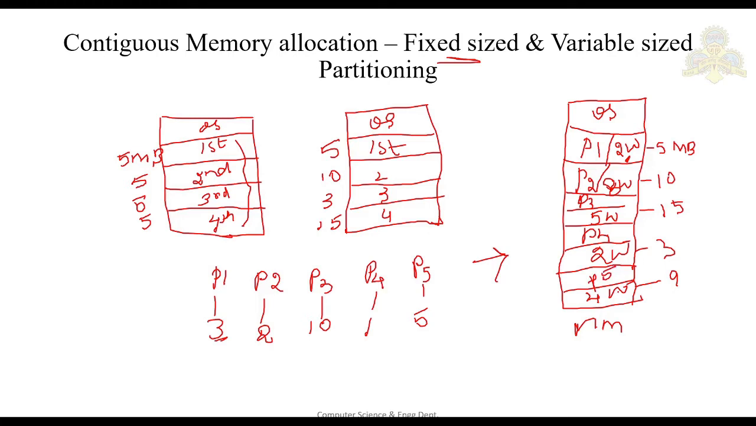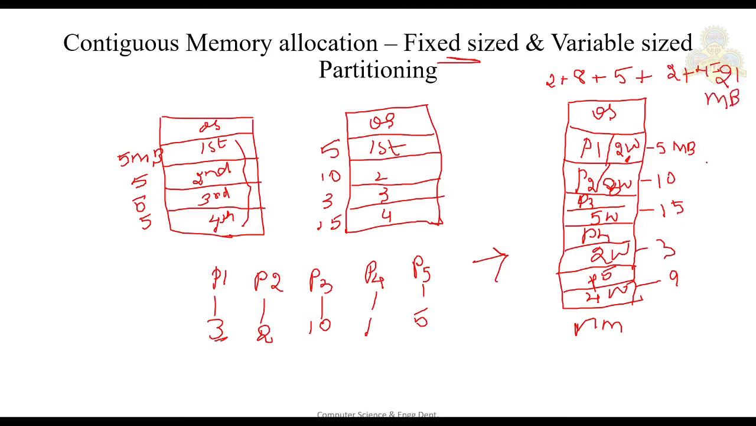So as we have seen here, altogether how much memory has been wasted by these 5 processes? You can calculate how many MB each process has wasted. P1 has wasted 2 MB, P2 has wasted 8 MB, P3 has wasted 5 MB, P4 2 wastage and P5 4 wastage. Altogether, your 5 processes have wasted 21 MB of the memory, right?